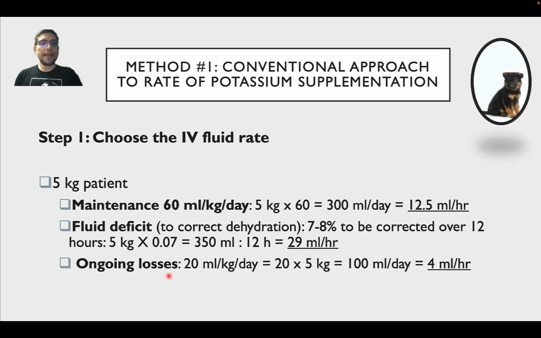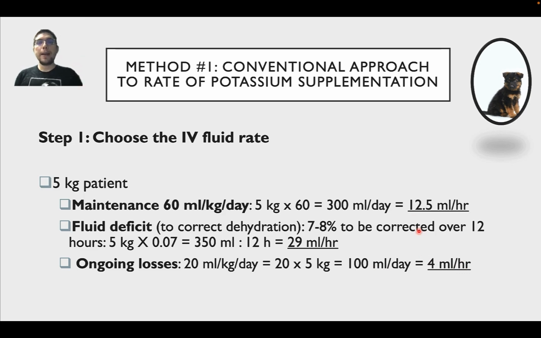And finally, we're going to account for ongoing losses. It's going to be very empirical. We anticipate with his diarrhea and vomiting, he's going to be losing about 20 mL per kg per day. And that will be equal to 100 mL per day with all his losses because he's a very small dog. And if we divide it by 24 hours, it's going to be 4 mL per hour.